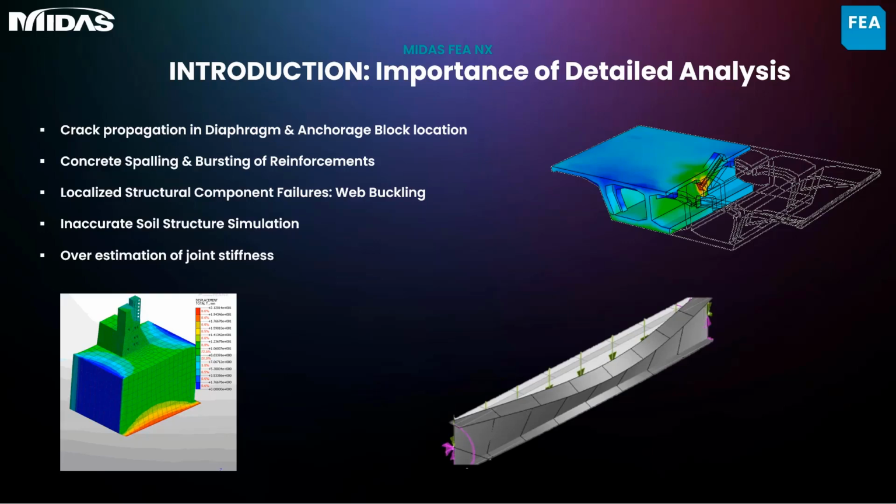So yielding of reinforcement is also something that cannot be diagnosed. The next one is mostly specific for steel bridges. Localized structural component failures, web buckling.